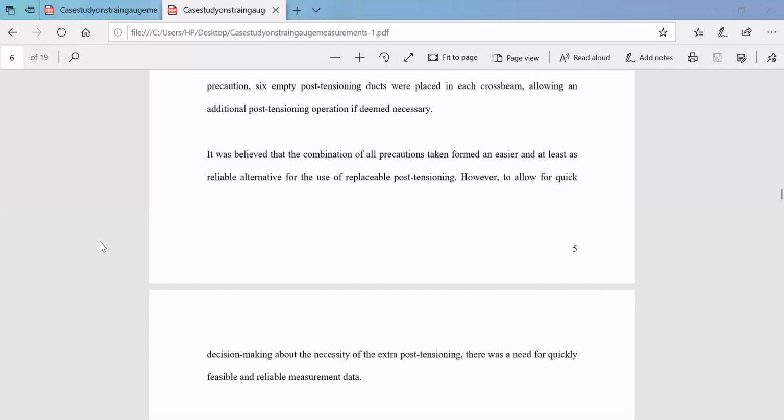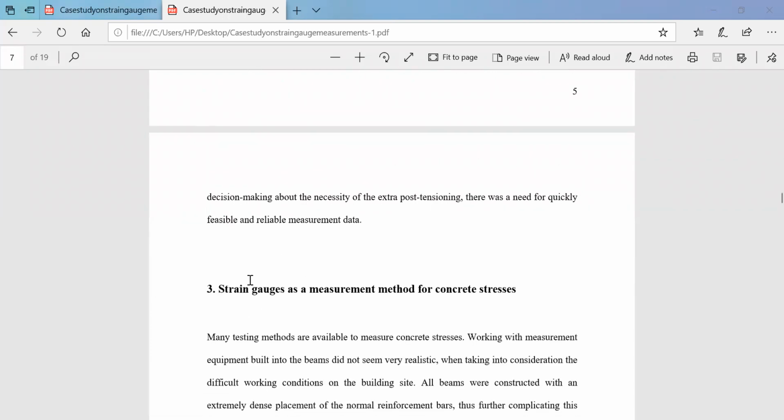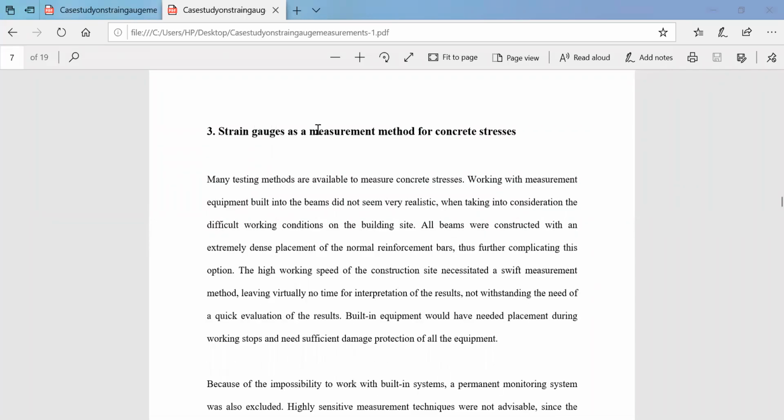To get immediate results, you should have quick measuring instruments which fetch you the data of the stress, the strain or the tension at a faster rate. Hence, in order to get quickly feasible and reliable measurement data of the tension, the stress and the strain, they focused on the need for strain gauge devices. So they are using strain gauges as a measurement method for concrete stresses, because they use concrete material to construct the wall and also for the beam structure.